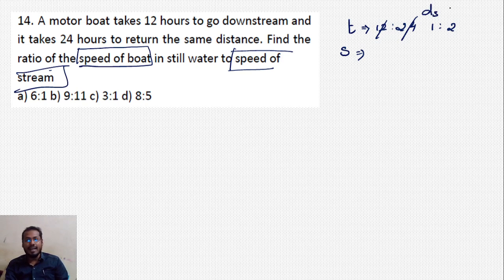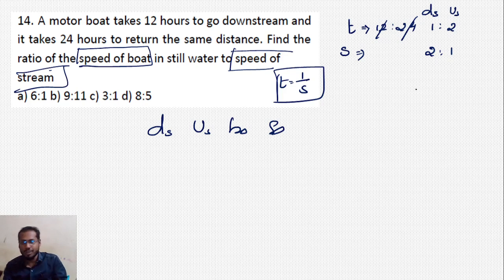Downstream speed, upstream speed. I want speed. Okay, so look at this. We have downstream speed, upstream speed, boat speed, stream speed. So speed is 2 is to 1 because t is equal to 1 by s, correct? Inversely proportional. So it will be 2 is to 1. So I got 2x, and us is 1x.